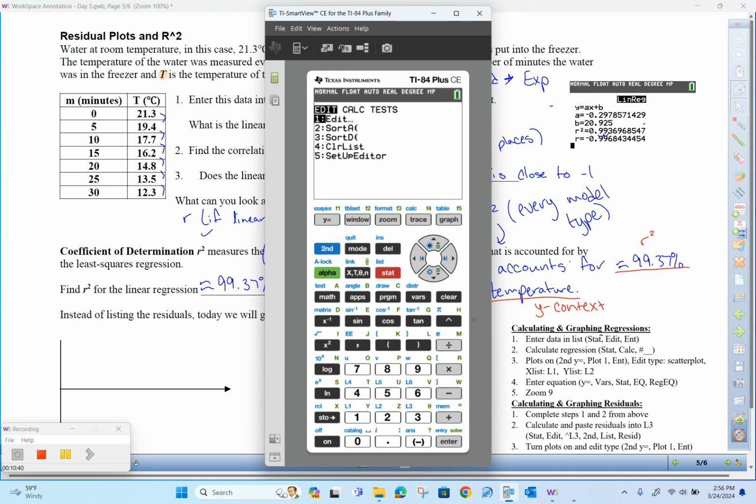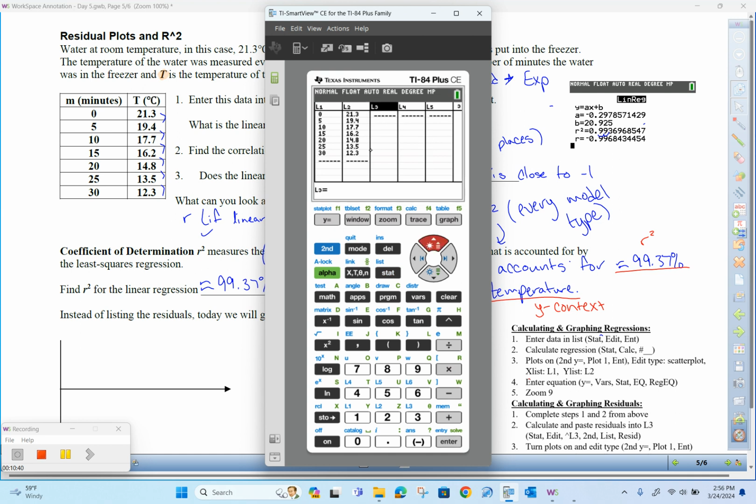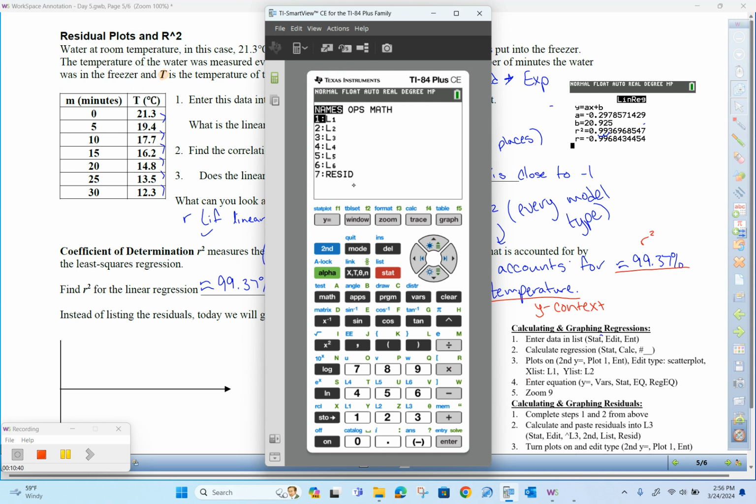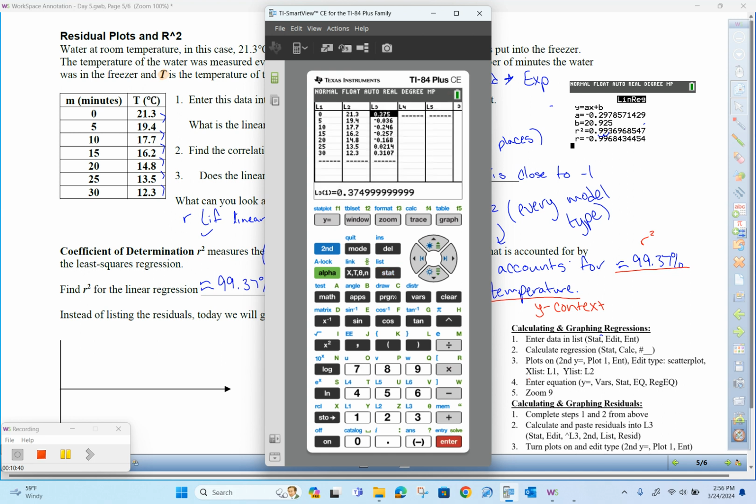So in our list, remember from last time, you're going to go up to list 3, and then you already calculated the linear regression, so all you have to do is second step, residuals. If you ever get an error here, it's because your calculator has forgotten the line of best fit, and you just have to repeat steps 1 and 2 to calculate that regression model.